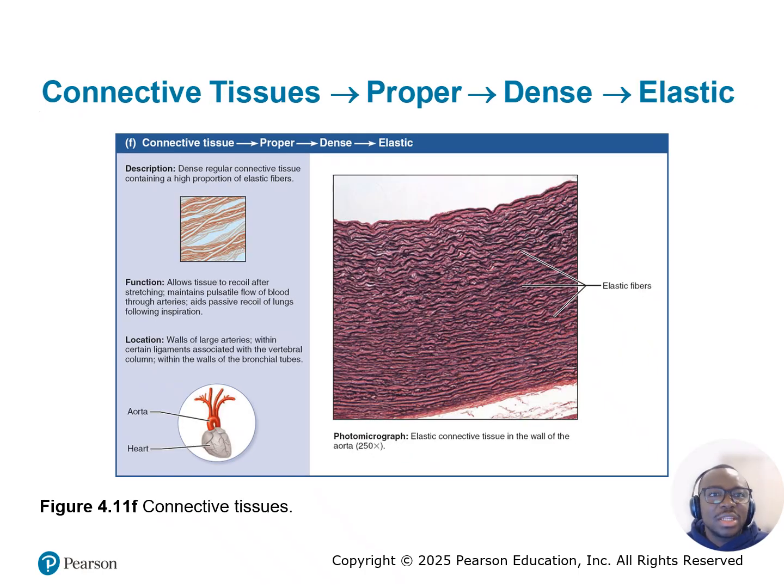Dense elastic connective tissue. This is basically dense regular connective tissue containing a high proportion of elastic fibers. Its main function is to allow tissue to recoil after stretching. It also maintains pulsatile flow of blood through arteries and aids passive recoil of lungs following inspiration. It is found in walls of large arteries, within certain ligaments associated with the vertebral column, and within the walls of bronchial tubes.